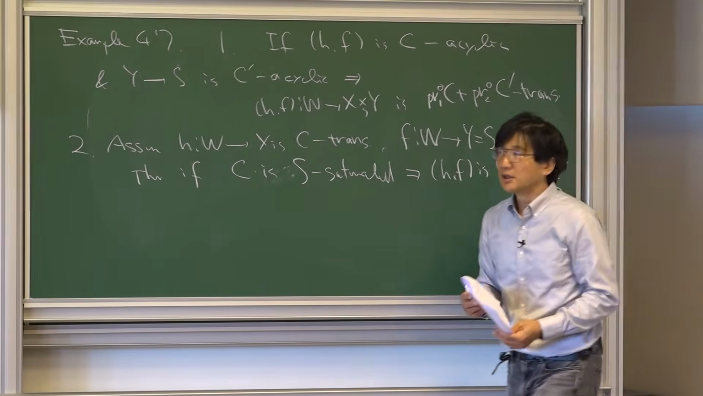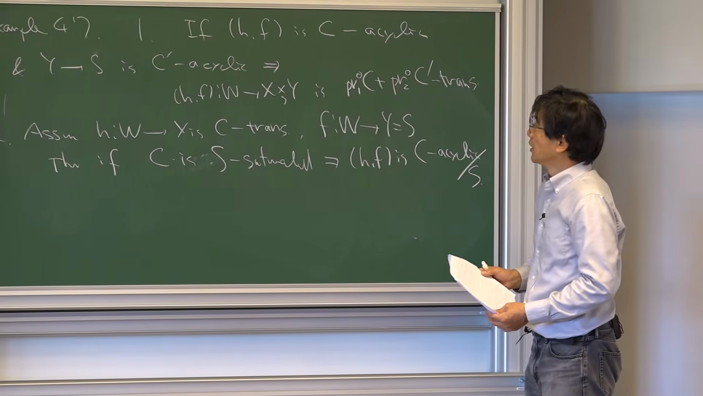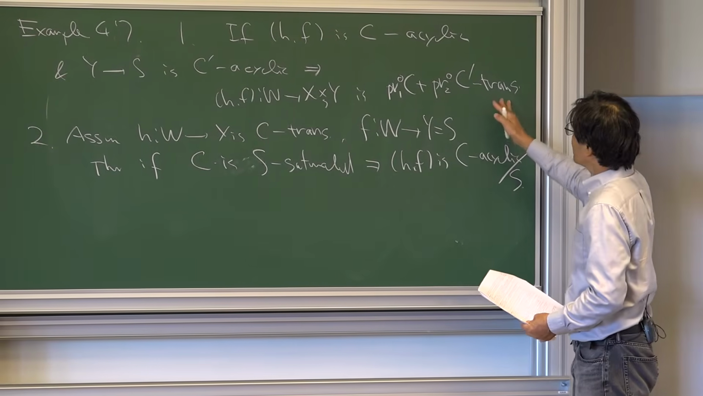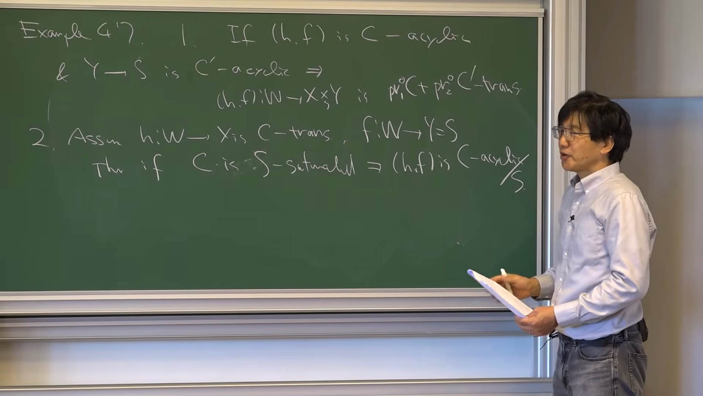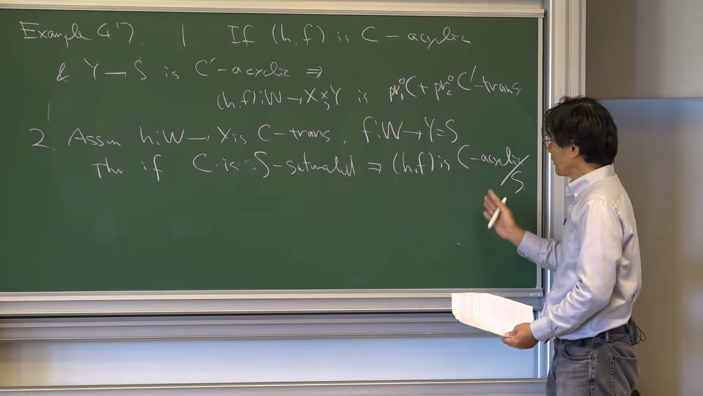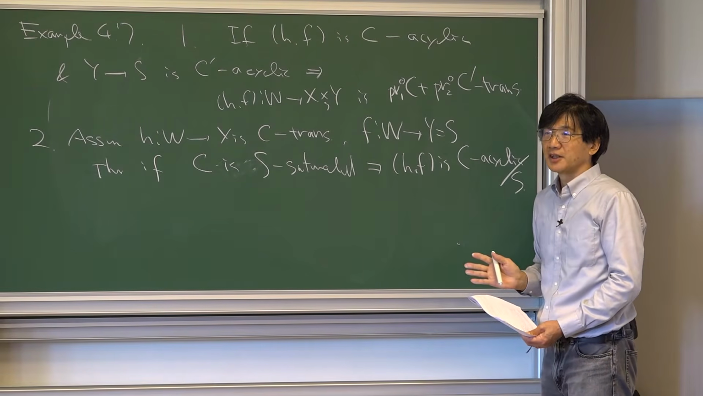By the way, this is transversal over S, right? No, for transversality there is no S. Acyclicity you have relative. For acyclicity you need a base, but for transversality there is no base.